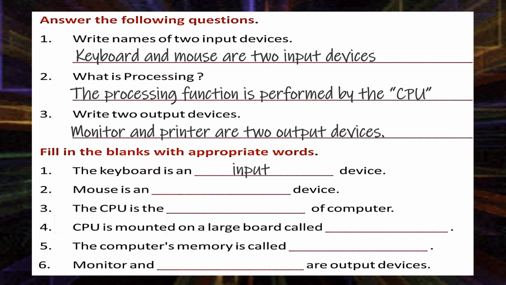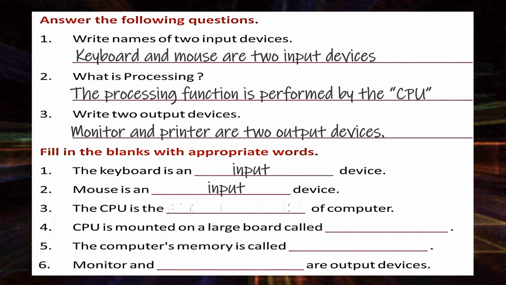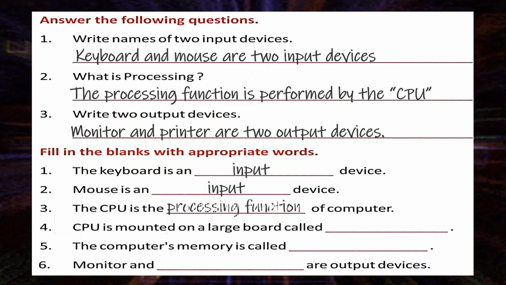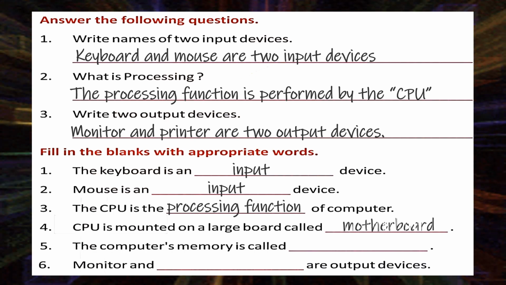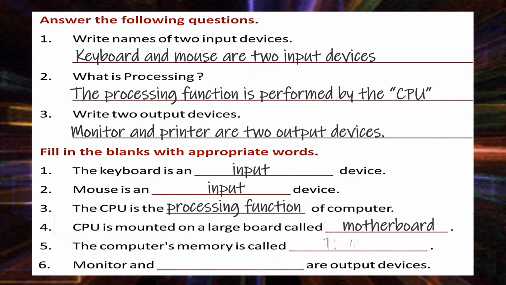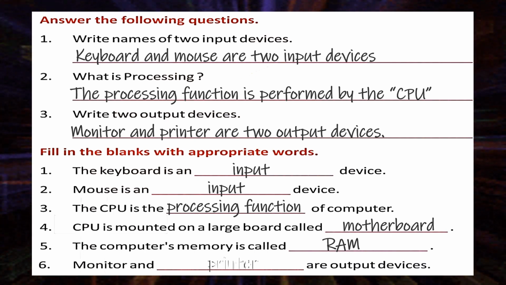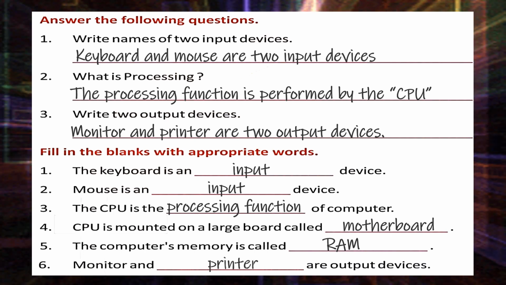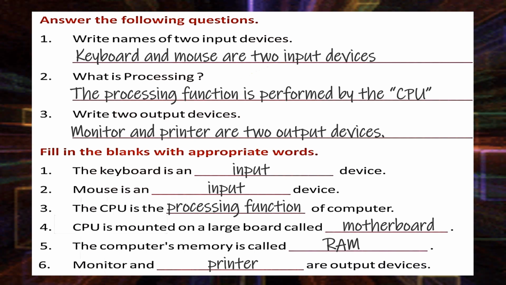Now fill in the blanks with the appropriate words. The keyboard is an input device. Mouse is again an input device. CPU is the processing function of a computer. CPU is mounted on the large board called motherboard. The computer's memory is called RAM. The monitor and dash are output devices. Printer.